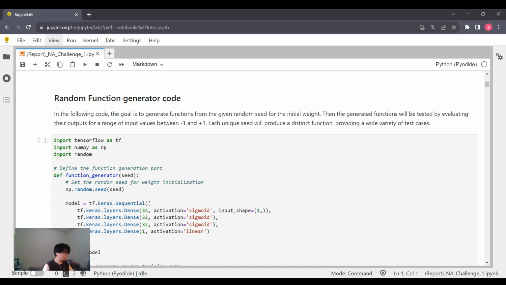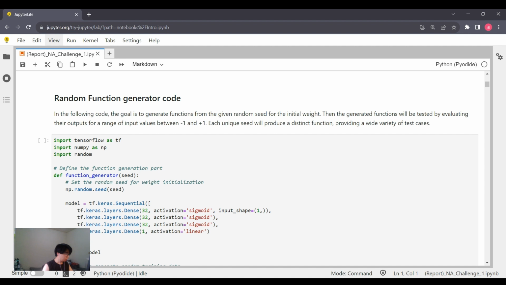In the following code, the goal is to generate functions from the given random seed for the initial weight. The generated functions will be tested by evaluating their outputs for a range of input values between -1 and +1. Each unique seed will produce a distinct function, providing a wide variety of test cases.